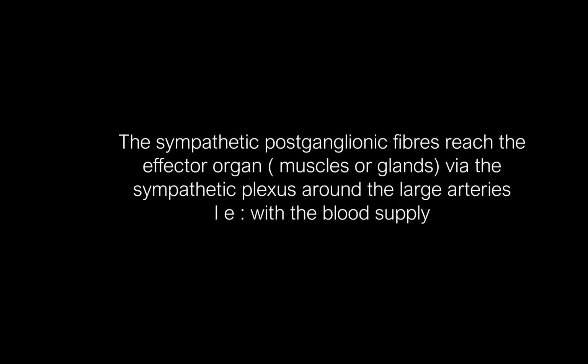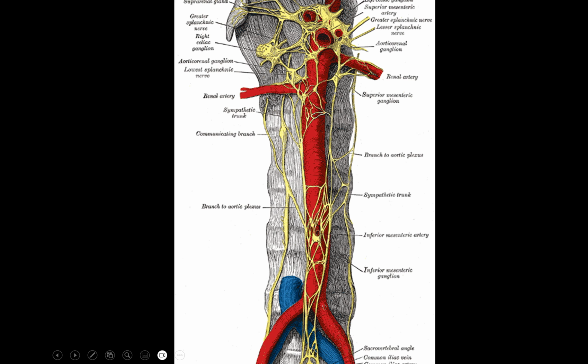Sympathetic postganglionic fibers reach the effector because they are thin, poorly myelinated, and gray in color. They are not that strong. They join the vessels, so they reach the target organs they work on via the arterial supply. For instance, postganglionic fibers around the aorta, around the common iliac, around the internal iliac, and so on, reaching the target organs.